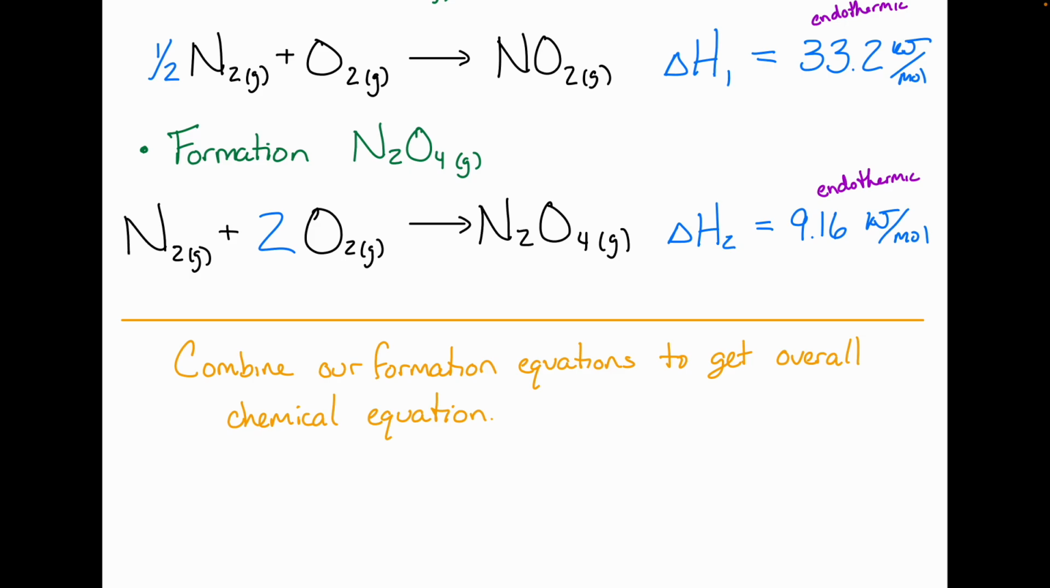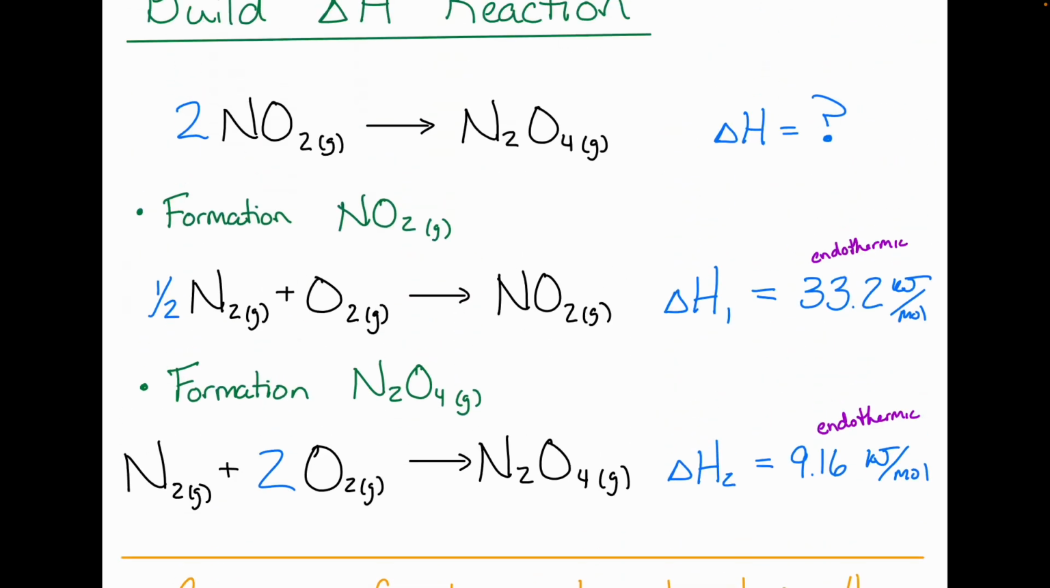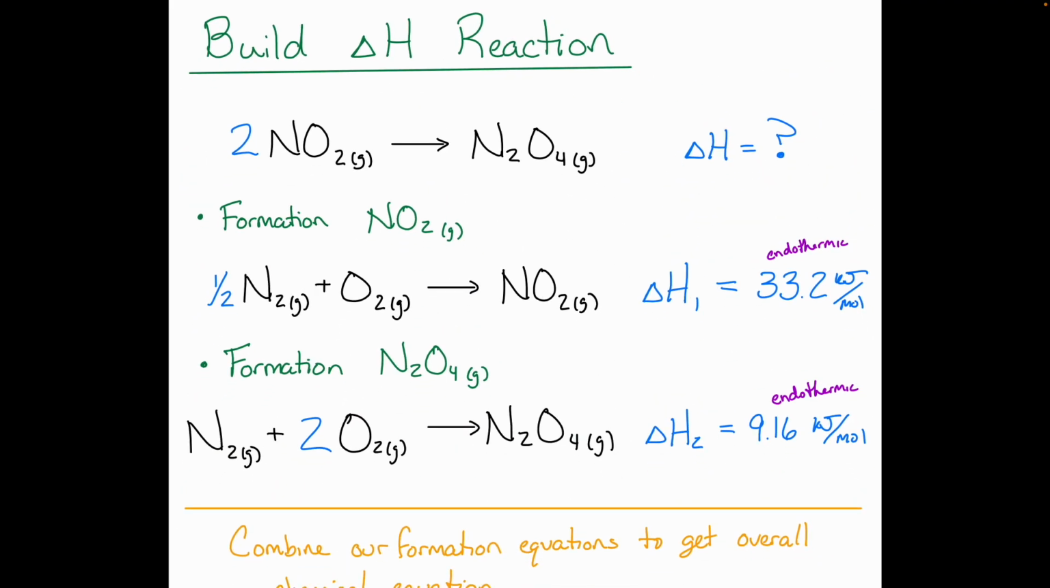All right, so first of all, what do I mean by combine? This is exactly what we did when we were balancing under acidic conditions or basic conditions. We split stuff up, and then at the end we added everything back together, right? That's our goal, to add these two formation equations up in such a way that they will give us our overall chemical equation. But if we just added them up as is, that wouldn't work out so well. So first of all, let's look carefully at this first formation equation.